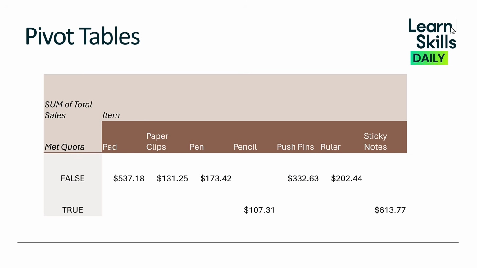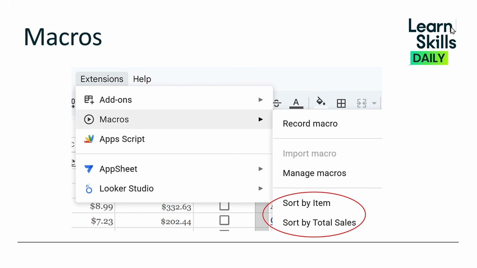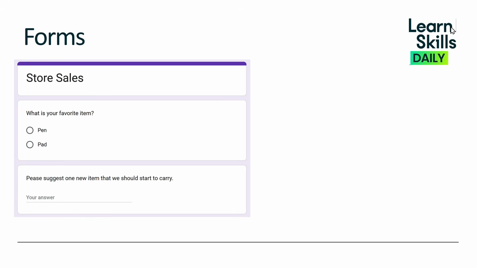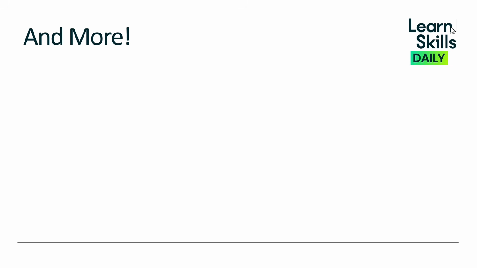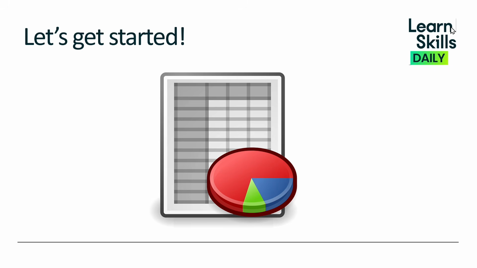Pivot tables allow you to look at your data in many meaningful ways. Macros let you record a set of commands that you perform often, such as sorting by different columns. Google Forms is a product unto itself. You can collect information, perform surveys, etc. And the wonderful thing is that the data is collected in a spreadsheet. We'll be covering more topics as well. Let's get started.